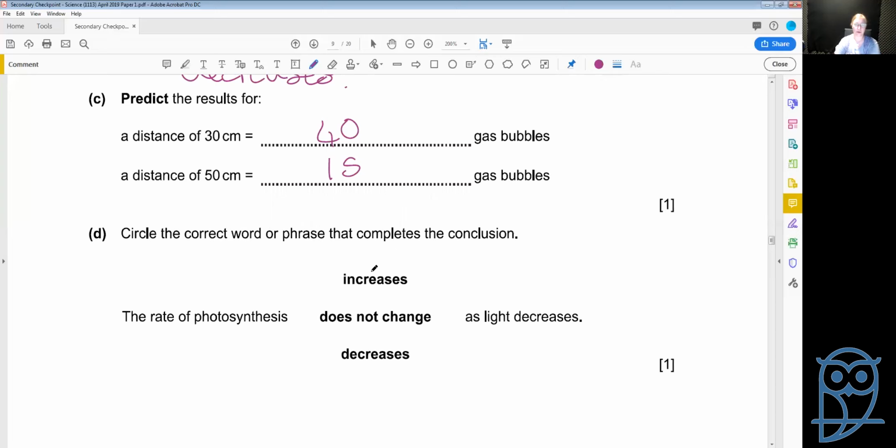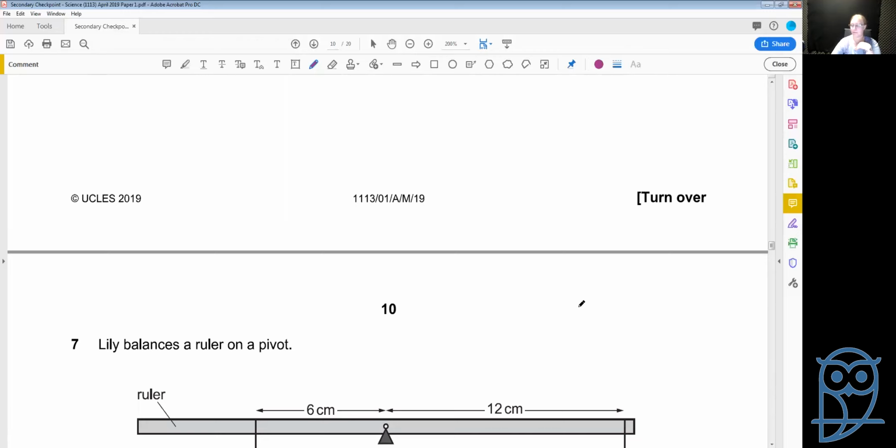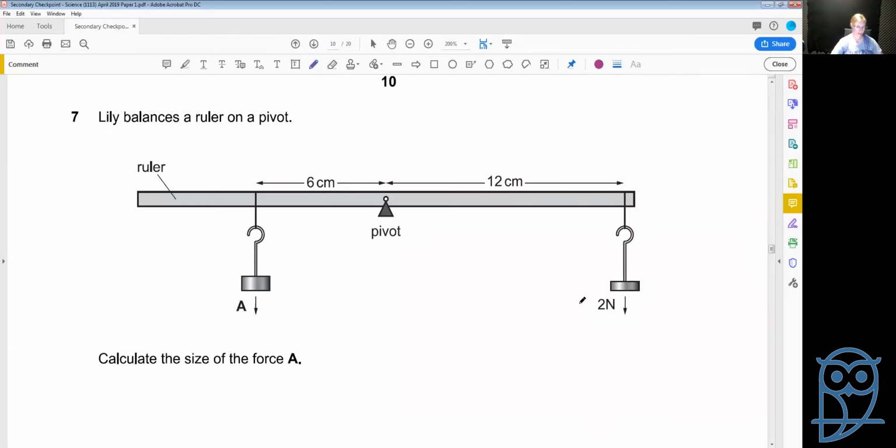Circle the correct word or phrase that completes the conclusion. The rate of photosynthesis either increases, does not change, or decreases as light decreases. So the rate of photosynthesis decreases as the light decreases. The more light you have, the more the plants can use the light in order to photosynthesize. Okay, so that is the end of question 6. I'm going to do question 7 and then we'll be done for today.